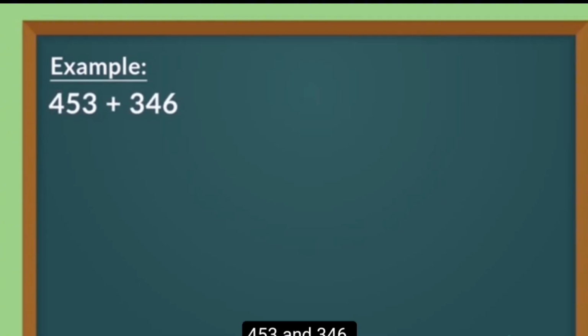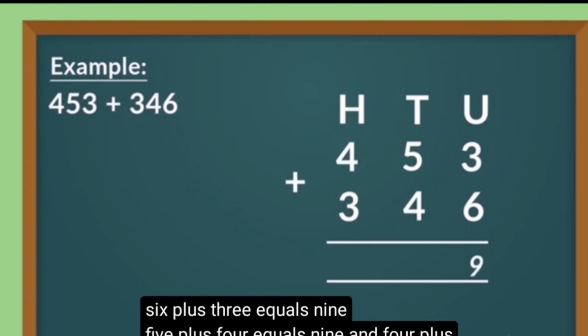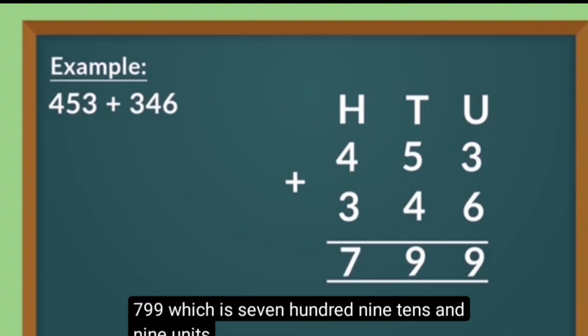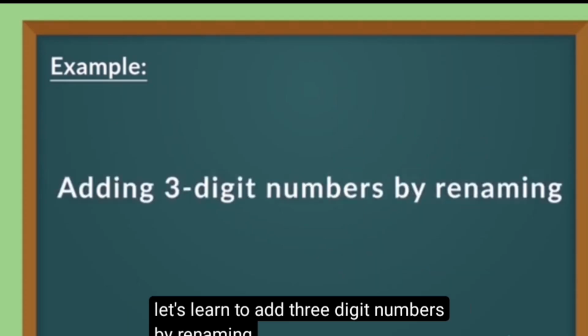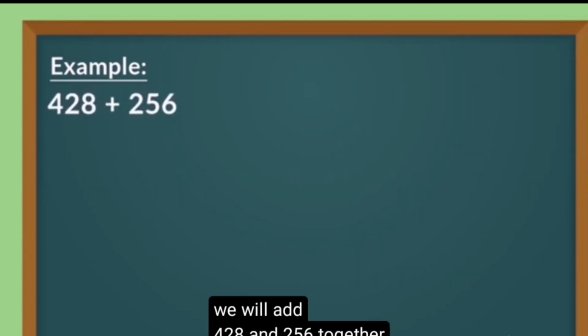453 plus 346. First, we place the value, then we add them individually. First what? The units, 3 plus 6, 9. Second, the tens place. Third, the hundreds place. So the answer is 799.